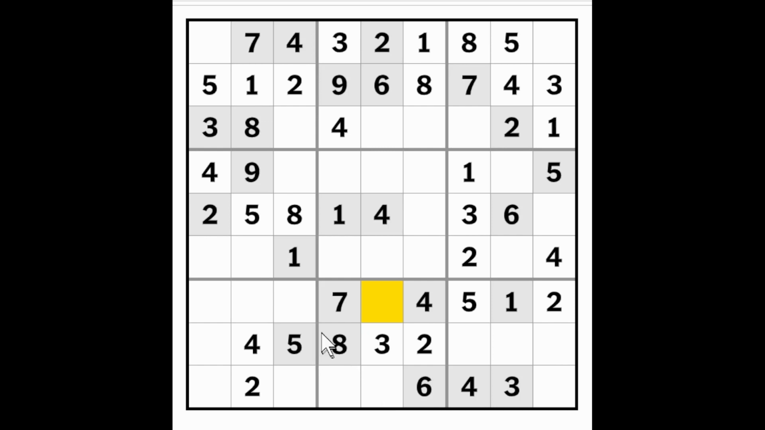But let's continue to explore this row here. 3, 6, 8, and a 9. We've got 3, 6, 8, all blocking this cell. So of course there's got to be a 9. And that makes these 3 cells 3, 6, 8. And if they're 3, 6, 8, then these have to be a 1, 7, and a 9.